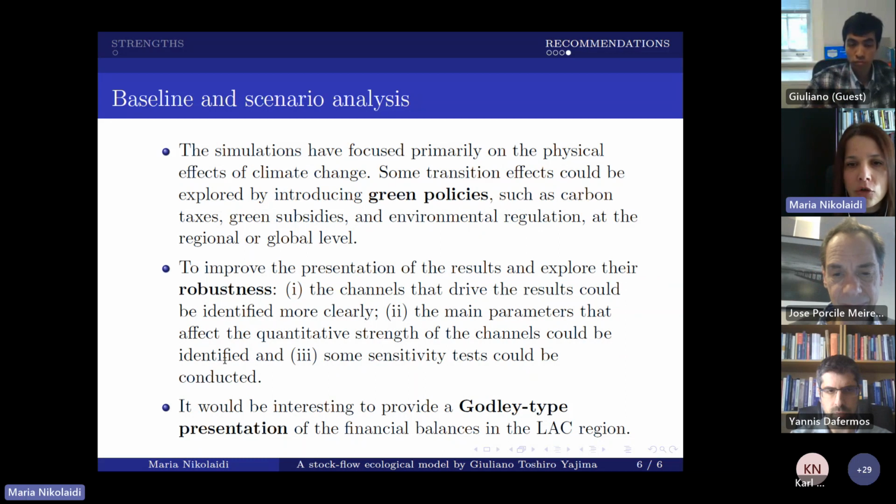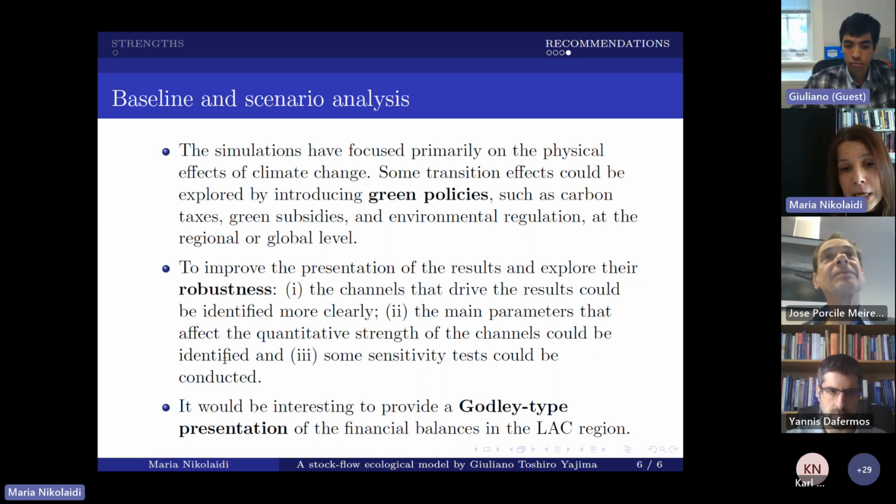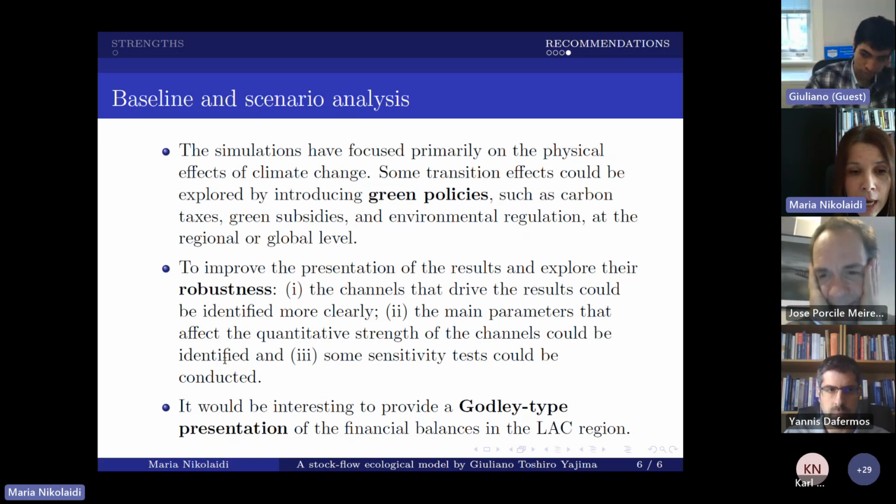My understanding is that the simulations that you have shown largely rely on physical effects, but we know that we might have transition effects, not only in the Latin American and Caribbean region, but also because of green policies that might be implemented in the rest of the world. These green policies could be anything like carbon taxes or green subsidies. So I'm thinking of what the US does right now with green subsidies. These green subsidies that the US has might affect the Latin American and Caribbean region as well. So you might want to think about whether you want to introduce such a policy.